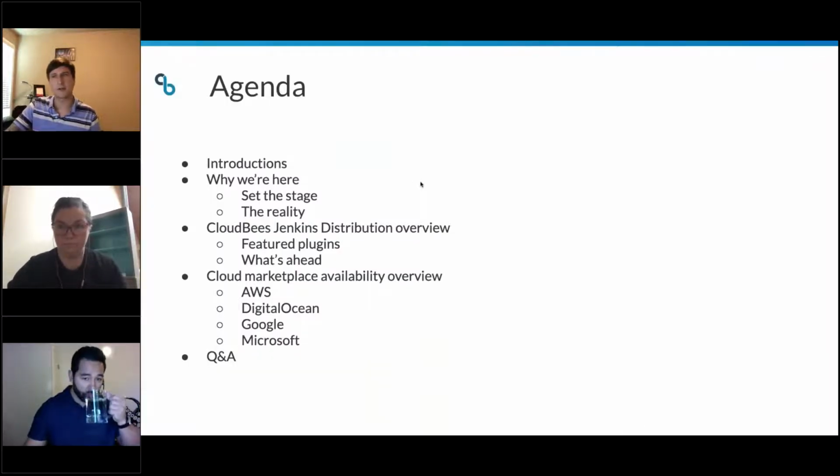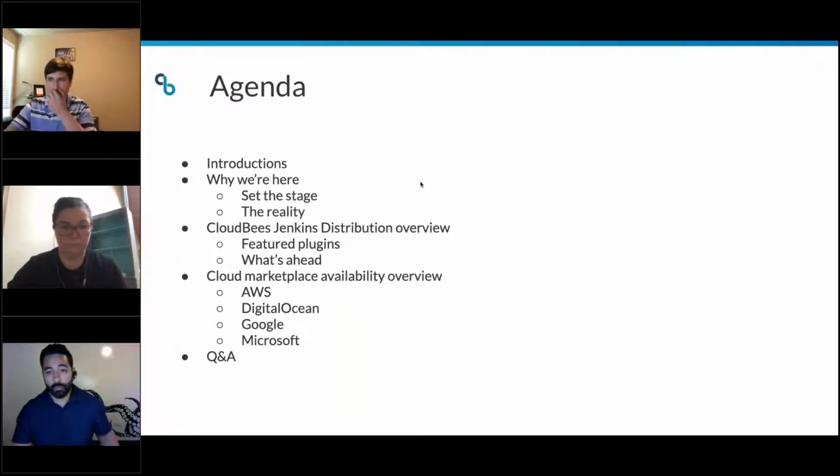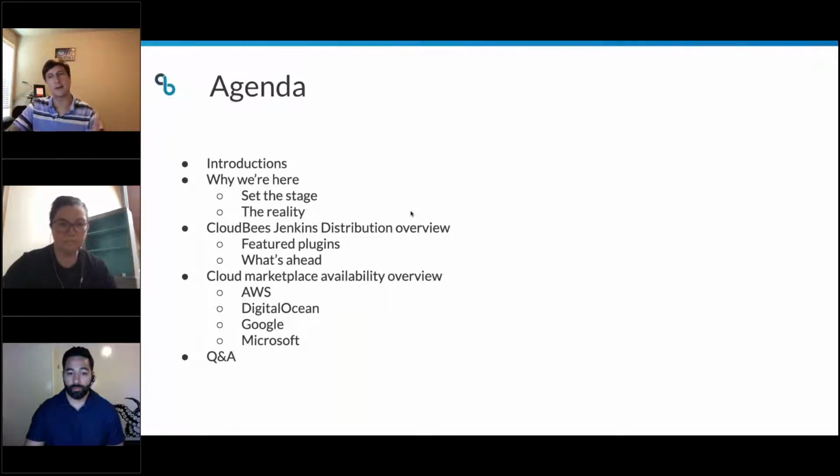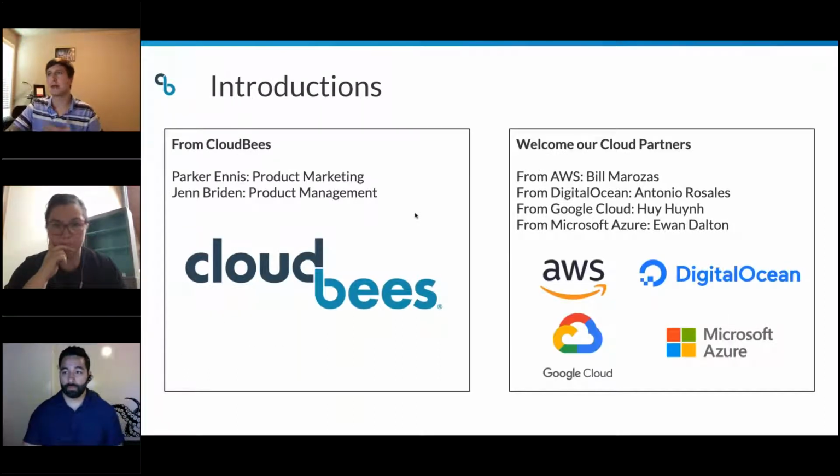So the agenda today, we'll go through some introductions. I'll set the stage why we're here, talk about the reality today, also go through CloudBees Jenkins Distribution and what it is, the plugins included, and what's ahead there. Should take about 15-20 minutes, and then we will go into the cloud marketplace availability. And each of our panelists from the respective partners and cloud providers will have a few minutes to go through their marketplace availability slides. And then we'll have some time for Q&A in the end, and then we'll wrap it up.